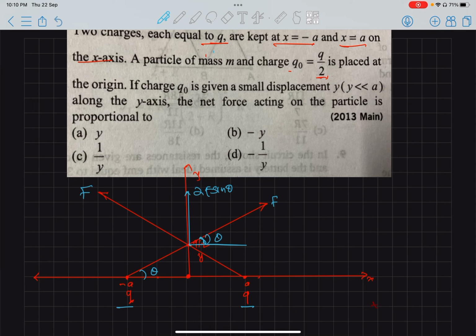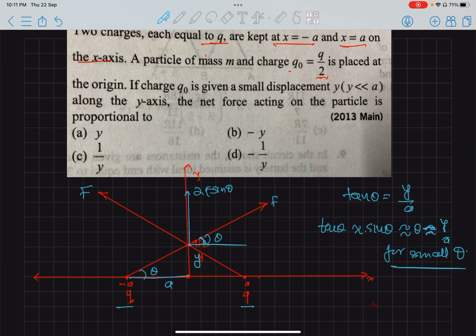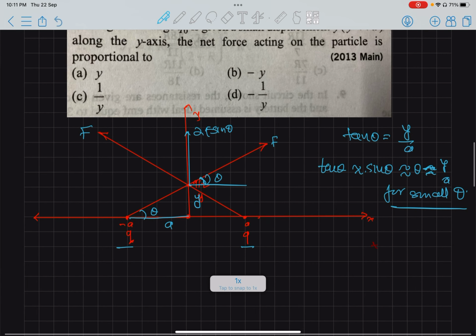If this angle is theta, this angle will also be theta. This distance is y, which is very minuscule, and this distance is a. So we can easily calculate tan theta. Tan theta is y by a. For small theta, we know tan theta is nearly equal to sin theta, which is equal to theta, and which is y by a, for small theta.